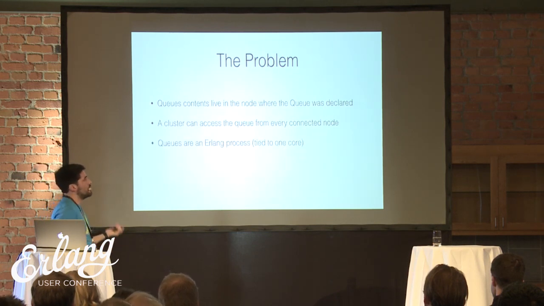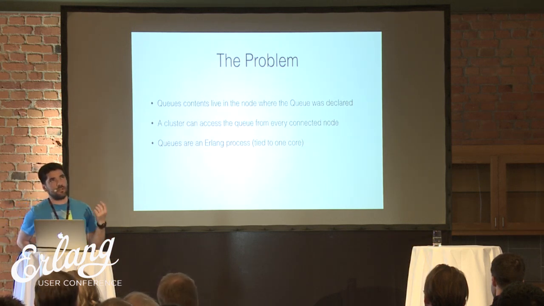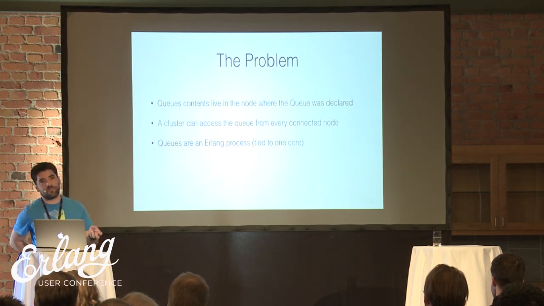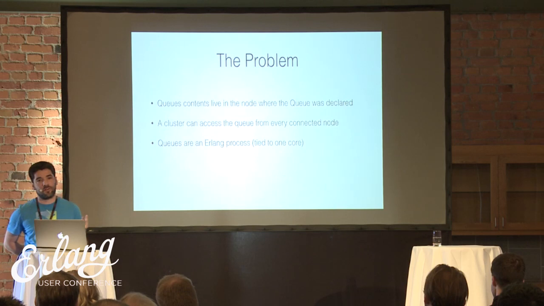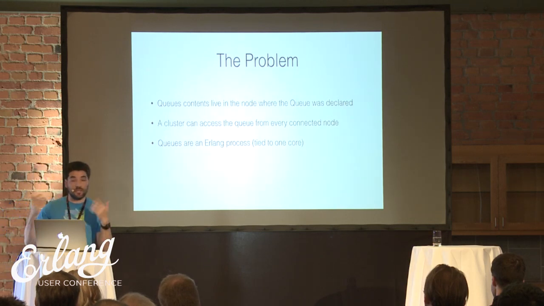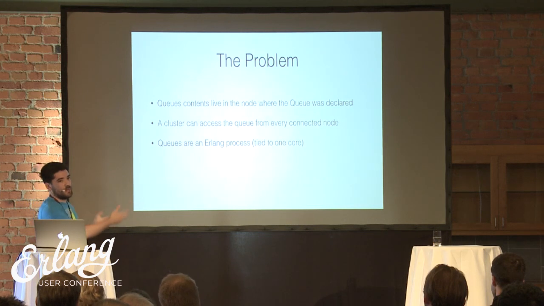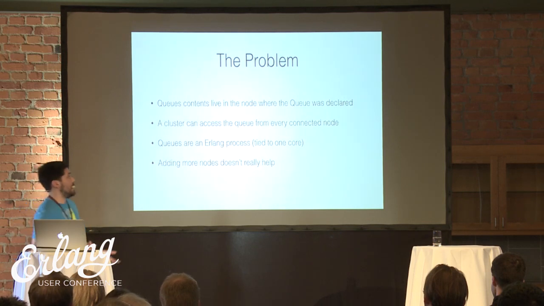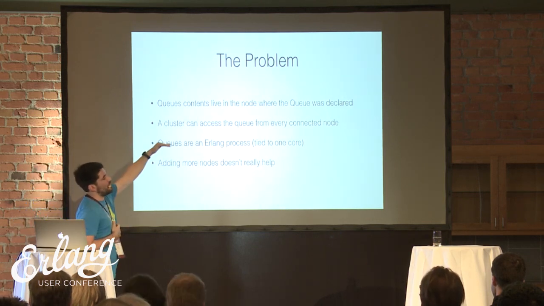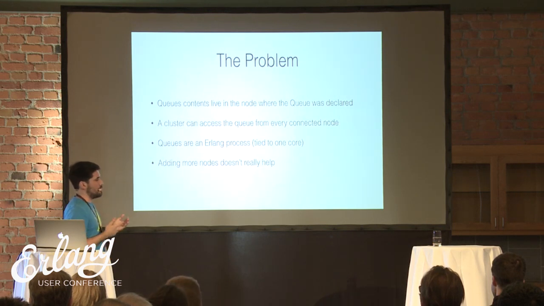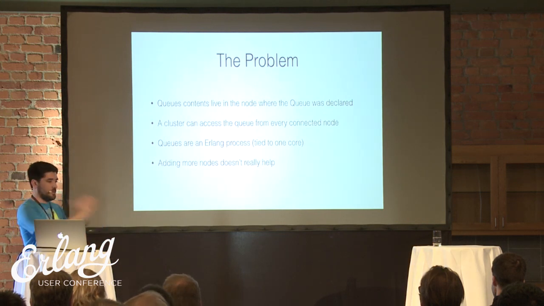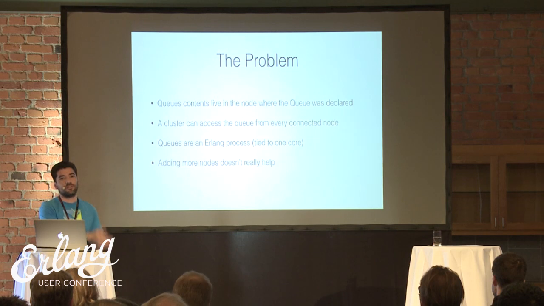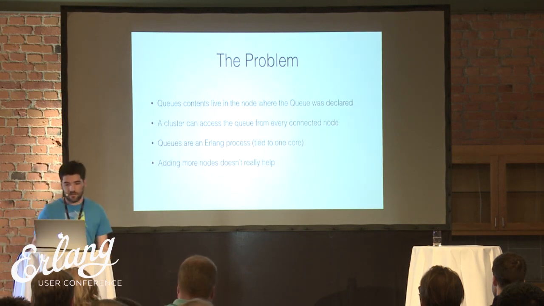And the other problem is that queues are Erlang processes, so they are tied to one core. So to max out the number of cores you have, if you have only one queue for everything, that will underutilize the server. If you have more queues, then you don't have this problem. So what happens is if you reach the max of what one queue can give you computing-wise, if you add more nodes, this won't help at all, because still that queue will have the contents in that machine, and there will be the bottleneck.